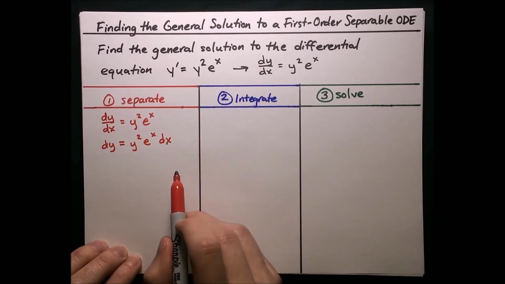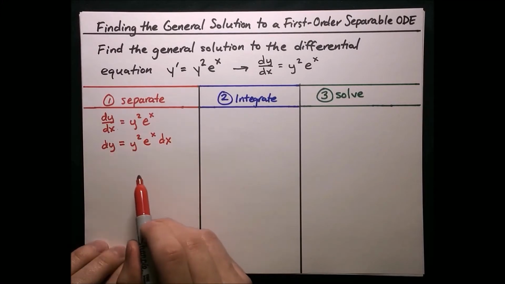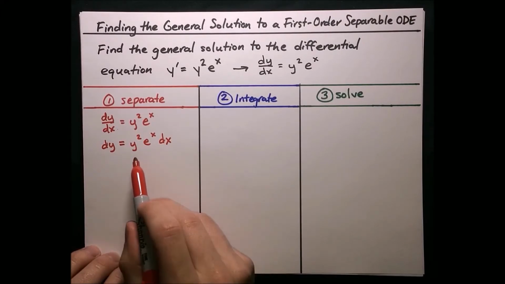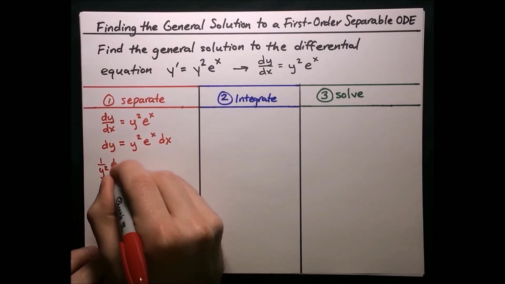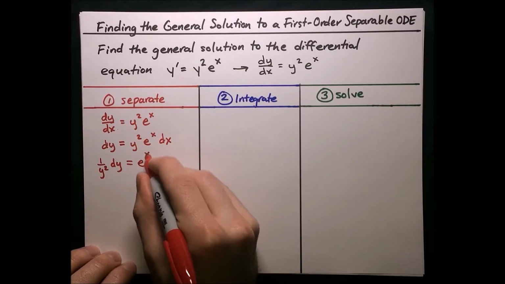Okay, so now we just need to move this y squared to the other side with the dy, and that's pretty straightforward. We can just multiply both sides by 1 over y squared. So the left side becomes 1 over y squared dy, and the right side just becomes e to the x dx.